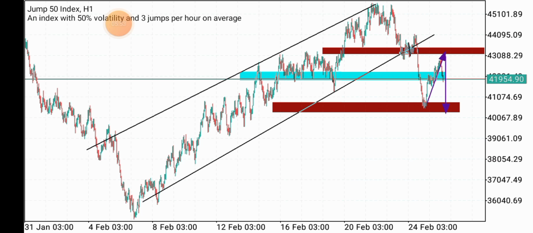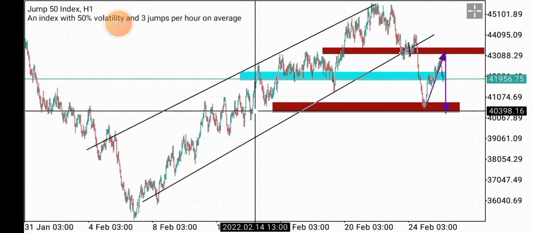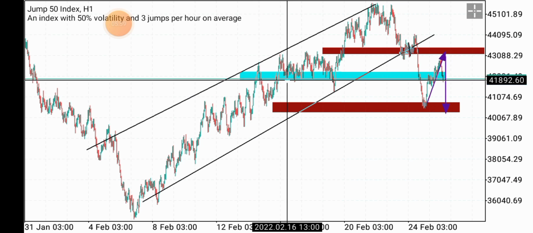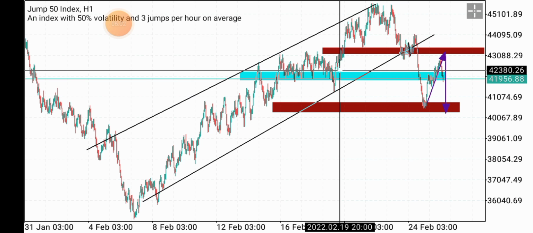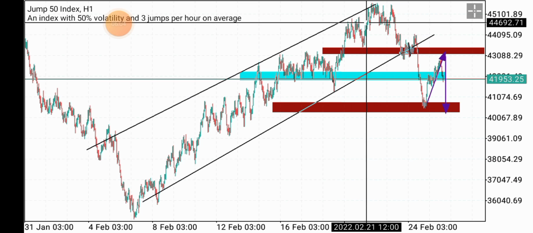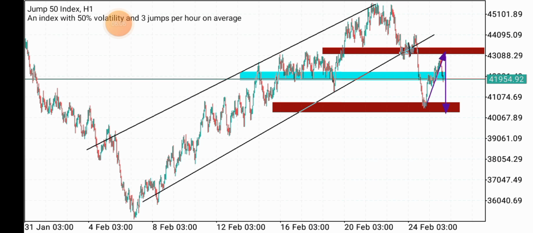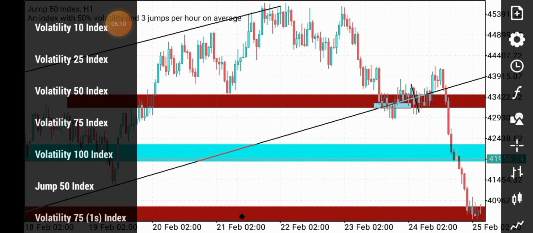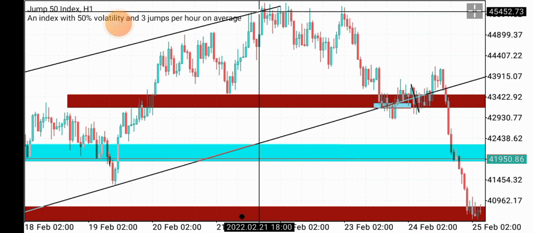Here we have the same scenario. You see price in an uptrend, forming higher highs, higher lows, higher highs, higher lows, until when price came here and formed this higher high here. Let me zoom so that we can see clearer. Until when price came here, it formed this higher high.